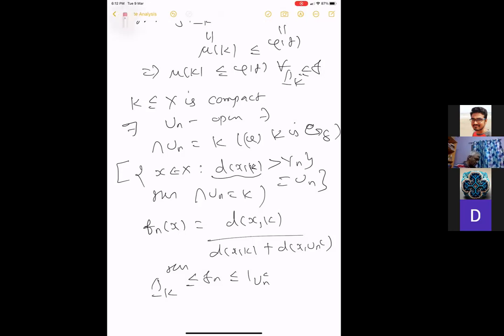1 un or 1 un. It takes the value 0 there. Sorry, it takes the value 0 there, which is less than or equal to 1 un.